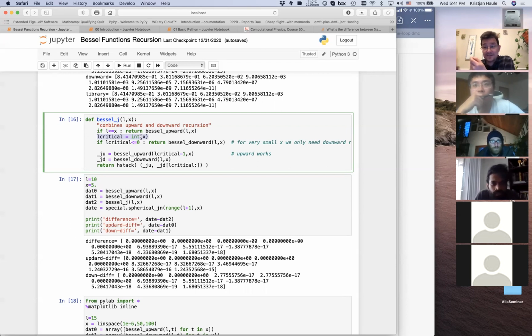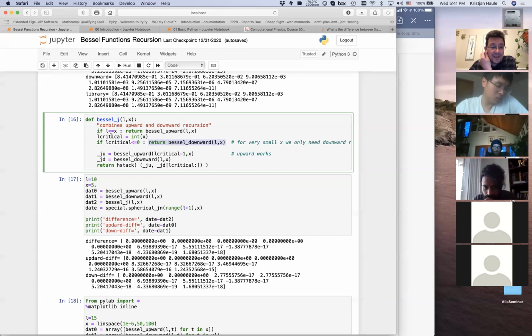This is typecasting a floating point number to an integer value, and then we can do what? First, we do the downward recursion. Just a second. If L critical is less than 0, yeah. So if it turns out that X is very small, so that L critical becomes 0, which means that X is between 0 and 1, then we know that only the downward recursion is fine for every L, okay? Because X is very small, so the critical L is 0, then we can do the downward recursion only, okay?